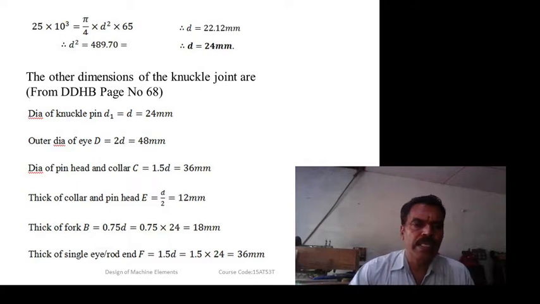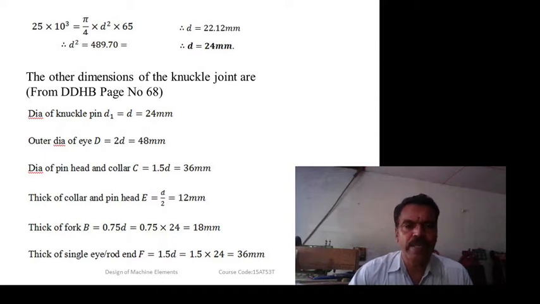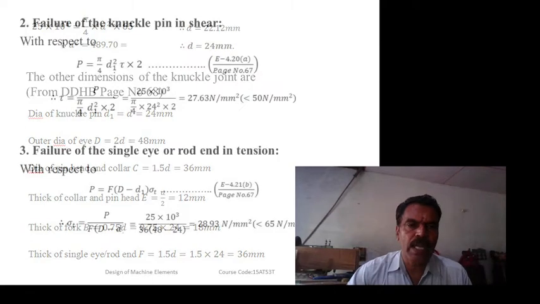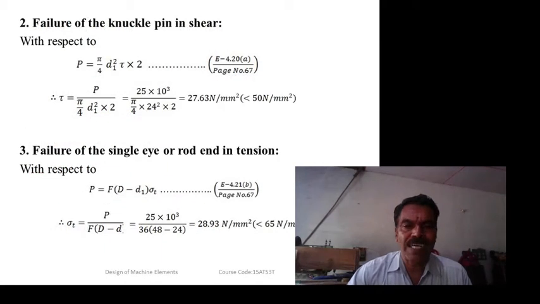Okay. So next, thickness of the single eye rod end is denoted by capital F. That should be equal to 1.5 D. Therefore 1.5 into 24, you will get 36 mm. So these are all the dimensions that we have to write down very clearly. After that, it is very easy to substitute all these values in the different formulae, and we will get the different values.